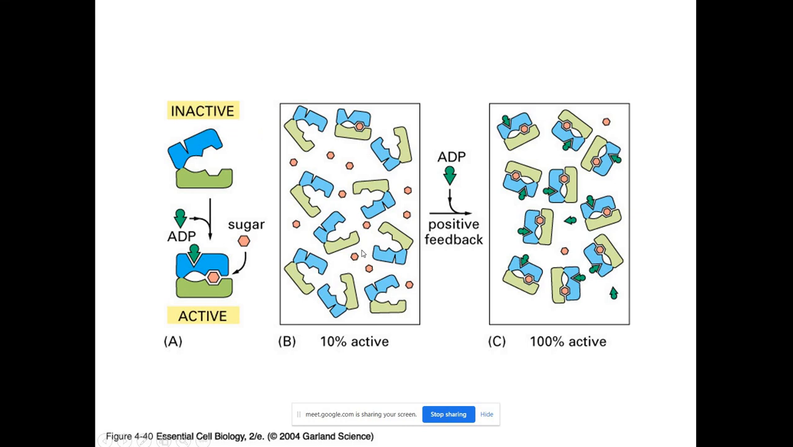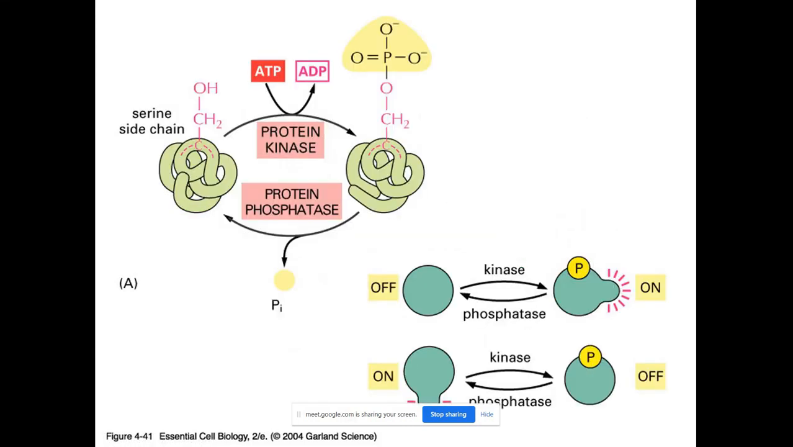In the figure you can also see this is a 10% active protein in figure B, and in figure C we can see this is the 100% active protein. It's positive feedback. And these are the different examples: serine side chains, protein kinase, protein phosphatase. These are domain structures, and how they interact. There is the use of ATP also.